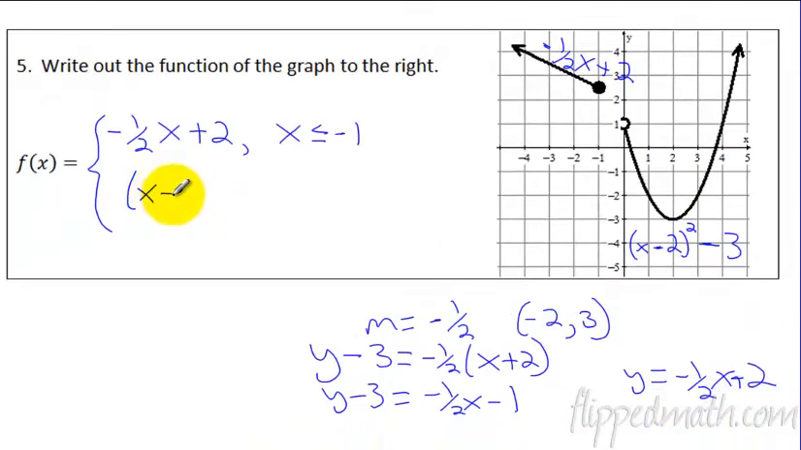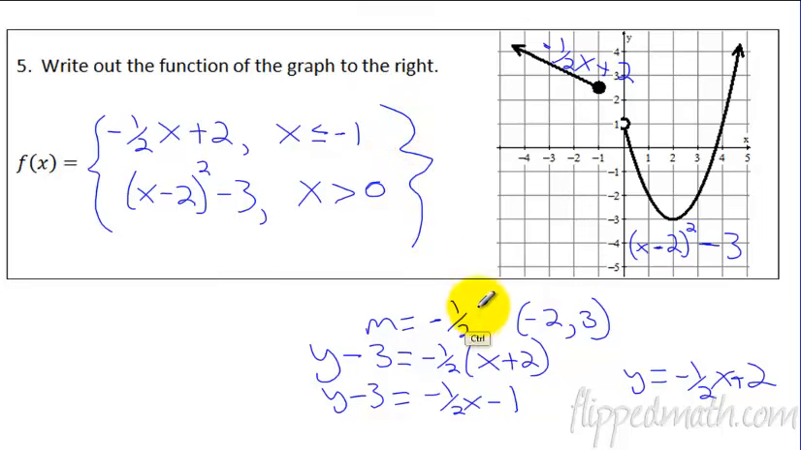Quantity x minus 2 squared minus 3 when x is, so think about this, where does it start? The x value here is a 0, so it's x is greater than 0. Ooh, there's your pieces. 2 pieces with all the graphs. This is the final answer I'm looking for. Don't close it. There's no closing the bracket here. Don't do that. It's just open right there.